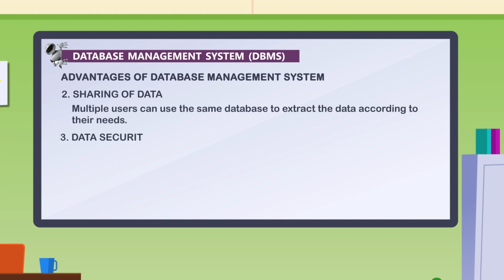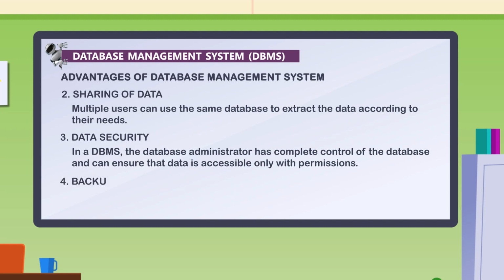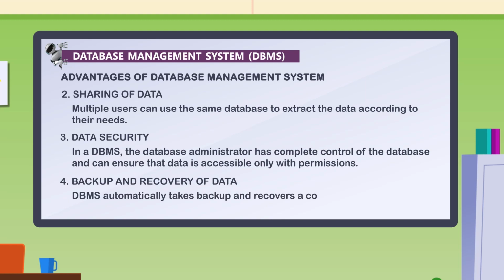Third is data security. In a DBMS, the database administrator has complete control of the database and can ensure that data is accessible only with permissions. Fourth and last is backup and recovery of data. DBMS automatically takes backup and recovers a computer system after a crash or system failure.